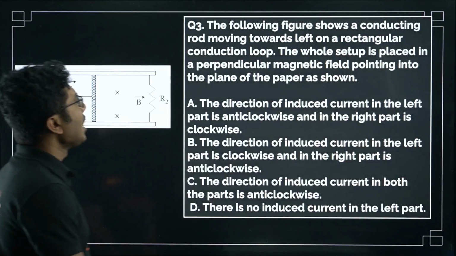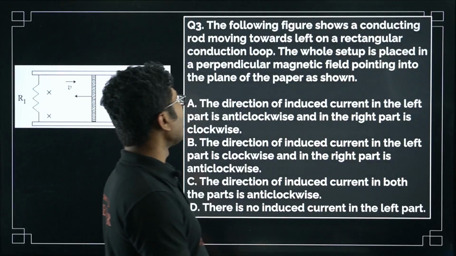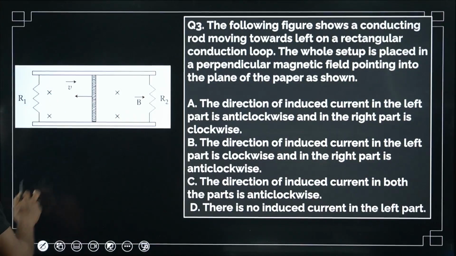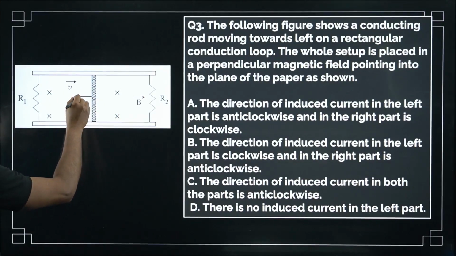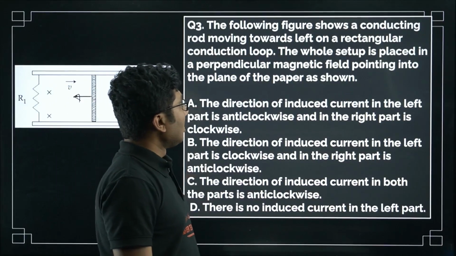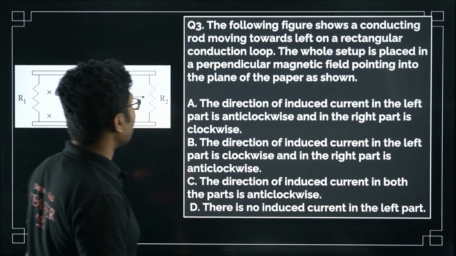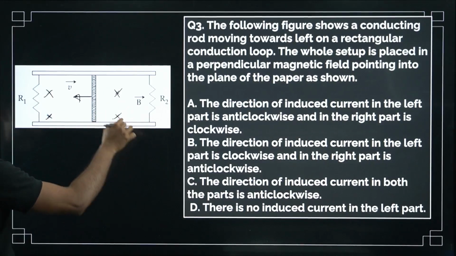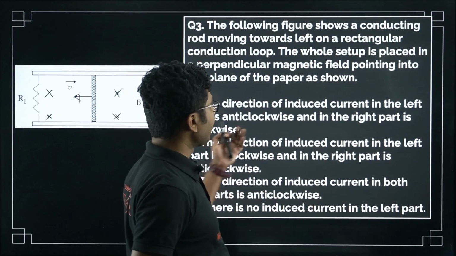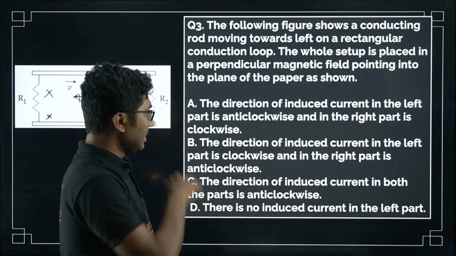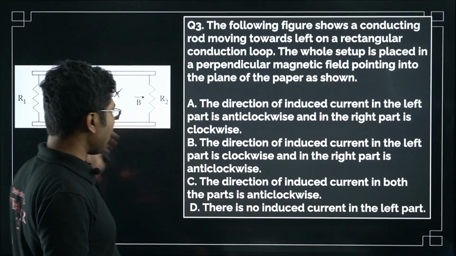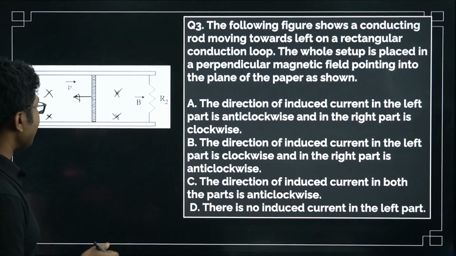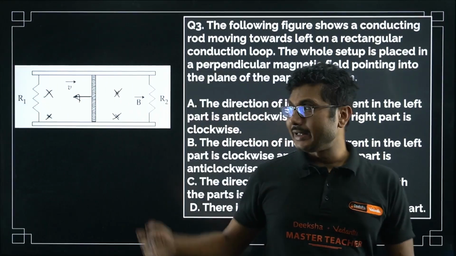Next question. The following figure shows a conducting rod moving towards left with a velocity v. The whole setup is placed in a perpendicular magnetic field, which is into the page of the paper. We have to find which statement is correct. The direction of induced current in the left part is anti-clockwise and in the right part is clockwise. So we are basically trying to find the direction of current in each of the parts.